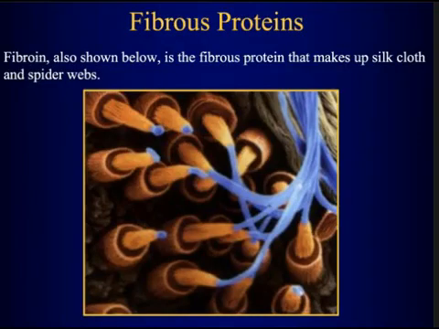Alright, so let's look at some other types of fibrous proteins. So fibroin, which is shown below, is the fibrous protein that makes up silk. So we think of each of the little spindles from a spider forming these long fibrous proteins that we know are made of beta sheets, and we wind them together to make our silk cloths.